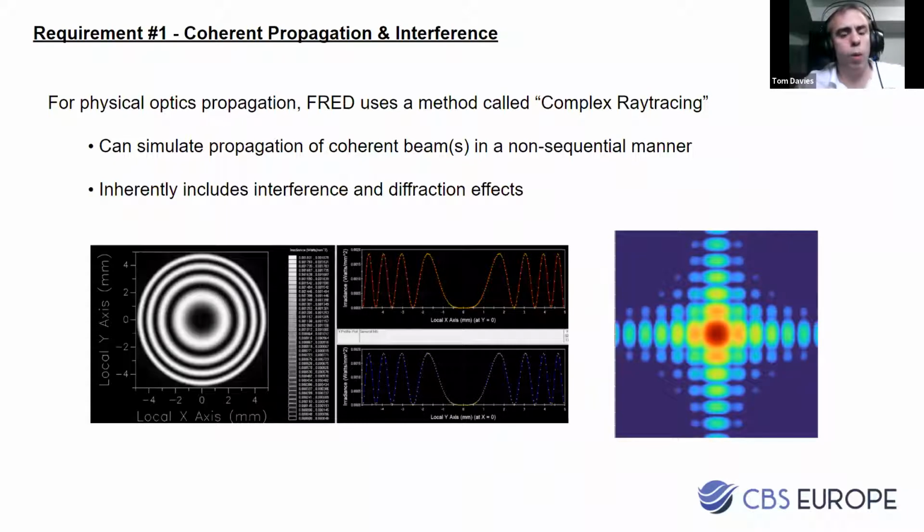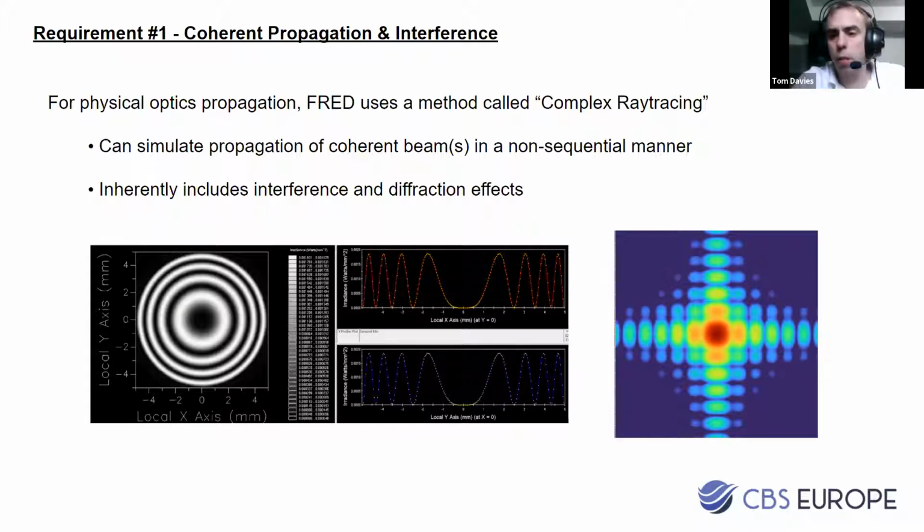Specifically for the coherent propagation, Fred uses a method called complex ray tracing, which is quite a nice technique where it uses the built-in ray trace engine to propagate effectively Gaussian beams, tiny Gaussian beams, the sum of which gives us an understanding of the overall field.